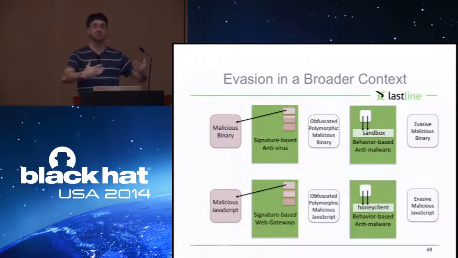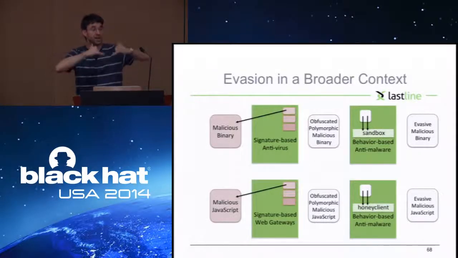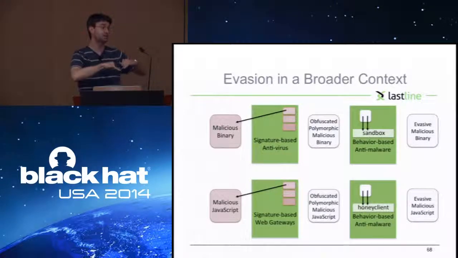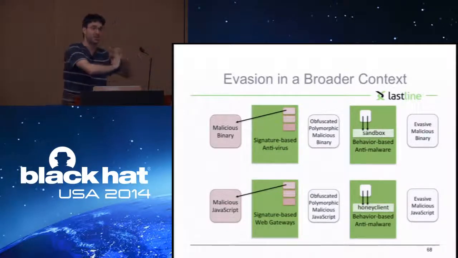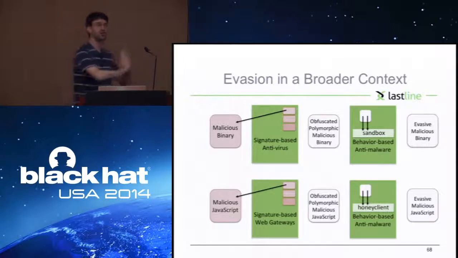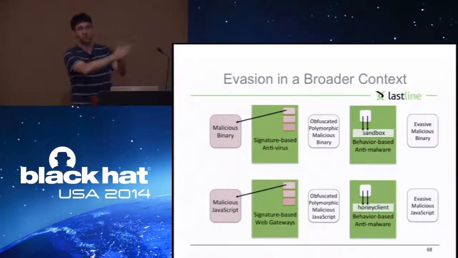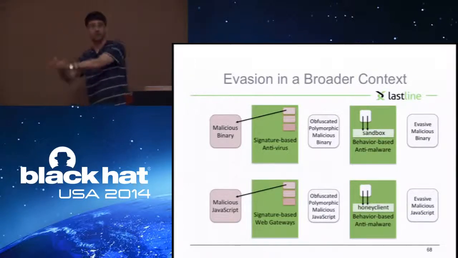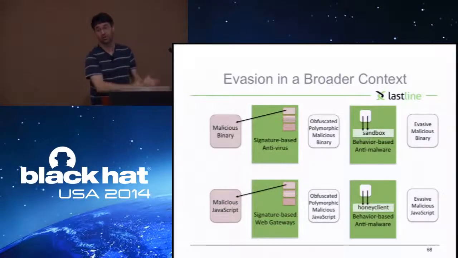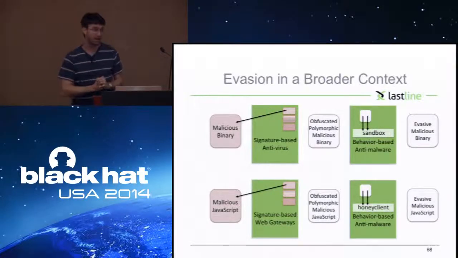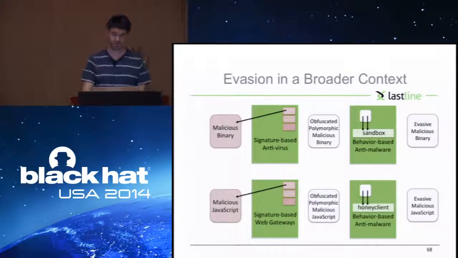And now we actually see attackers introducing tricks into their JavaScript so they can recognize if they're executed not in a real victim browser but in a honey client. So it's sort of the same evolution from simple signature-based detection, obfuscation, dynamic analysis, recognizing dynamic analysis, all over again for a completely different domain. So I thought that was sort of an interesting analogy.